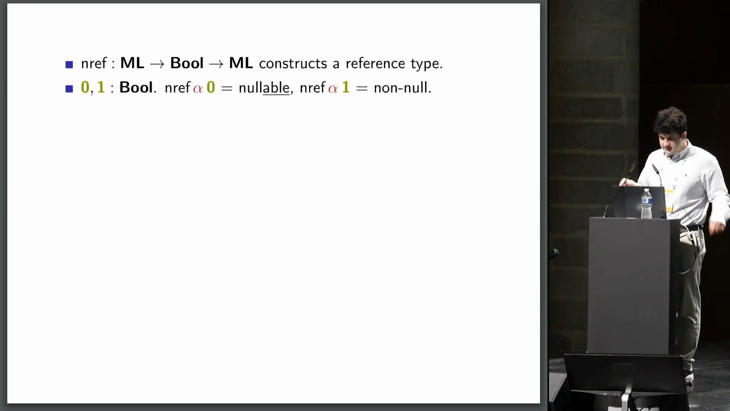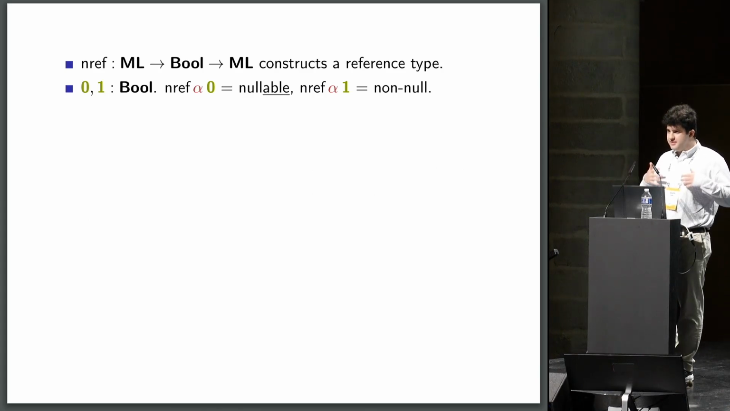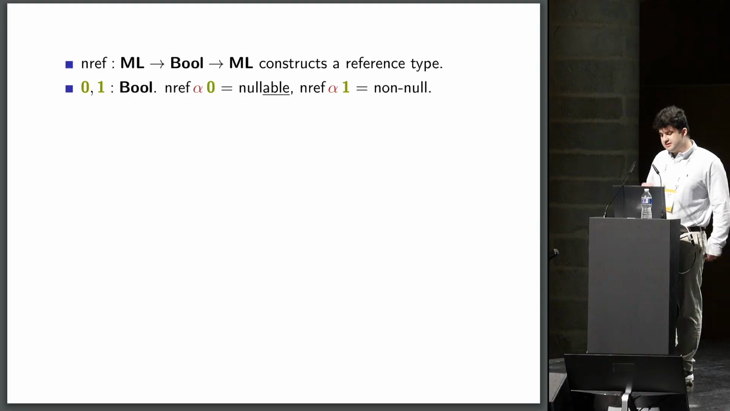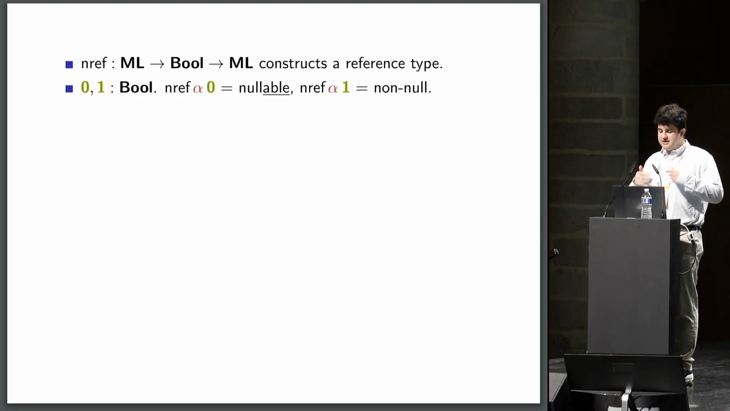see the example. So nref is a type constructor. Its kind is ML to Bool to ML. ML is just the normal, regular HM kind. Bool is a new kind that we're adding, and its inhabitants are 0 and 1. If nref binds a 0, it means that that is the type of a nullable reference. If nref binds a 1, that is the type of a non-null reference.